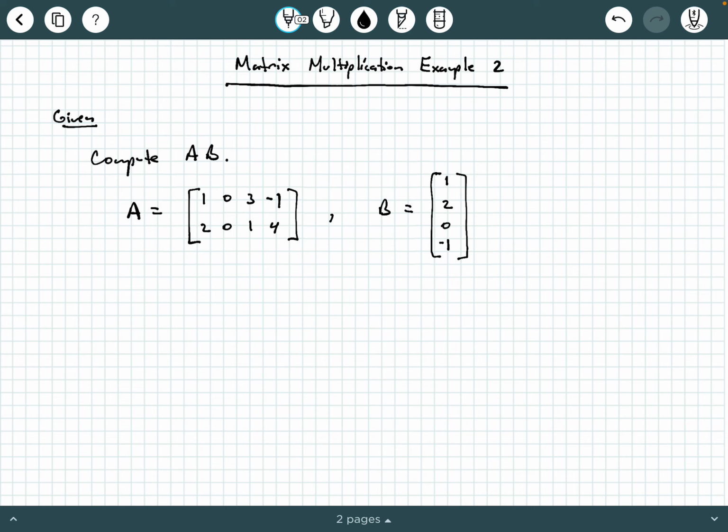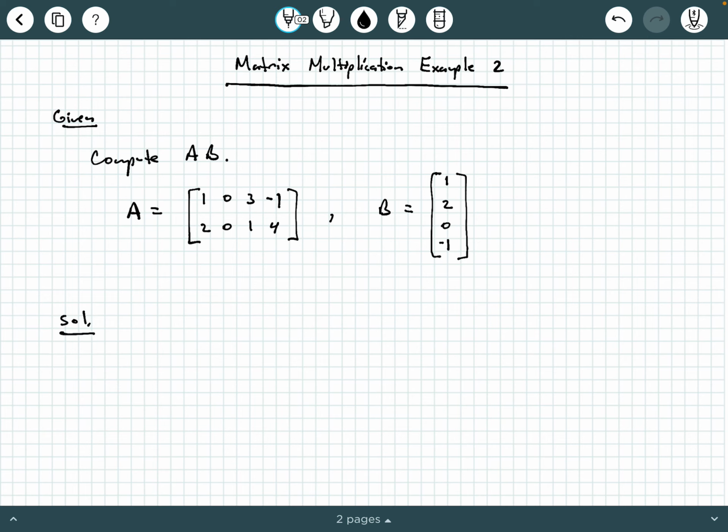So here we are given the following information. We are told to compute the product A times B, and matrix A is a 2 by 4, 2 rows, 4 columns. Matrix B is a 4 by 1, so it's got 4 rows, but it's got one single column. So we sometimes call this a column vector or a column matrix. So solution. Let's go ahead and write this out.